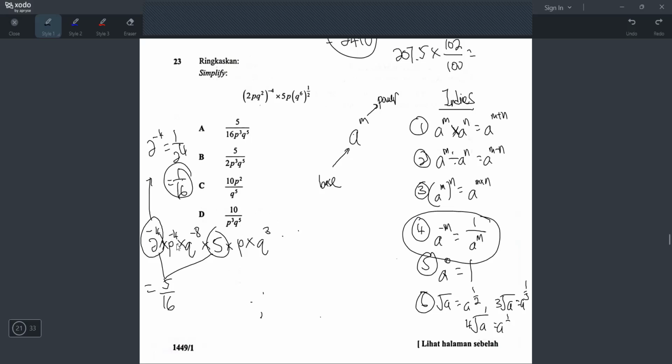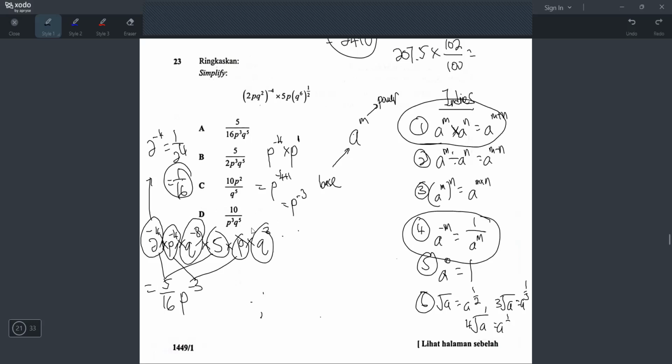Now, P hanya boleh buat dengan P. So what is P power negative 4 times P? It will be P power negative 4 times P, and we can use this formula. When we have two numbers with same base and we times them together, the power must plus. So it will be negative 4 plus, okay, there's no power here means power 1, right? Not 0. If there's no power means power 1. So negative 4 plus 1. So it will be P power negative 3. And finally, is Q hanya boleh buat dengan Q. Because only same base punya saja boleh buat sekali. So Q power negative 8 times Q power negative 3.